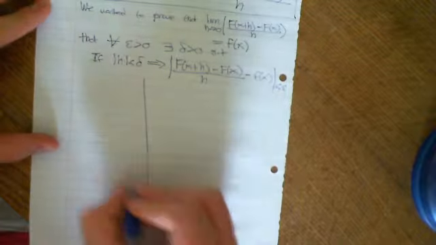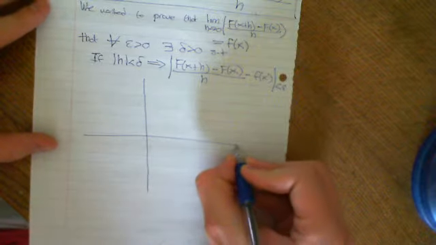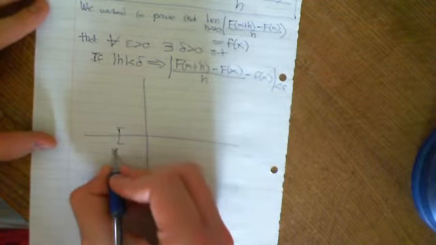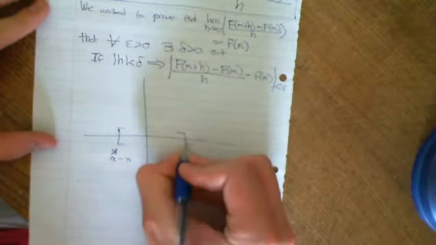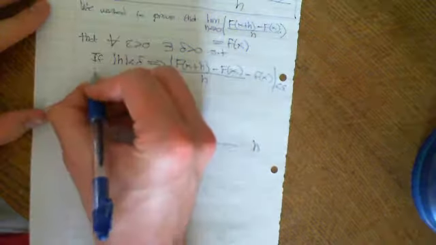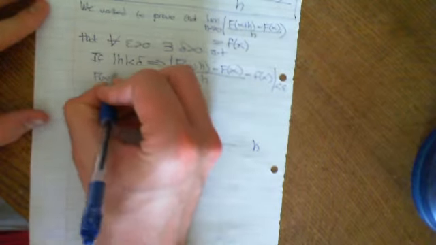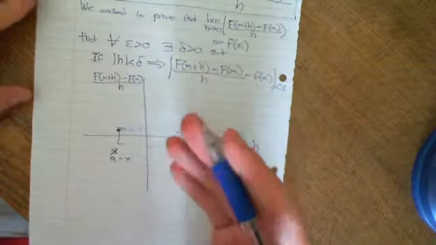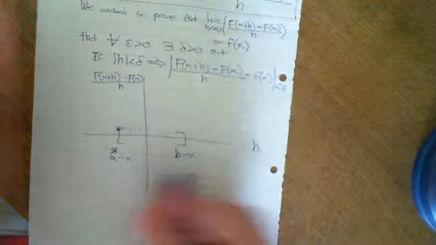So basically what I'm saying is, to draw a picture, we have, what was this? This was a minus x, and this was b minus x, yes. So these were the values that h could take. So this is h, and this is our quotient. So this is F of x plus h minus F of x over h. So x is now some set value, and h is the thing that is varying.